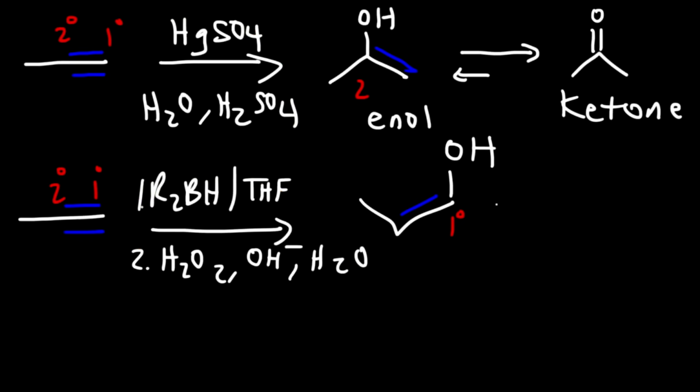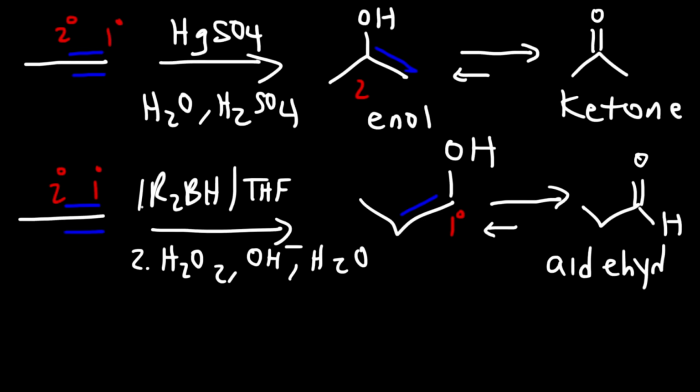Now, just like before, the enol will tautomerize, but if you have a primary enol, it's going to convert into an aldehyde. A secondary enol will convert into a ketone. And so the end result with the hydroboration-oxidation reaction of alkynes is that you get an aldehyde. Using mercury sulfate with alkynes, you'll get a ketone.